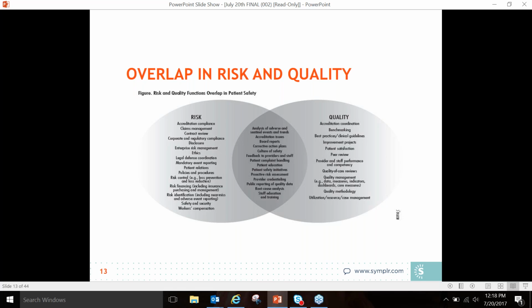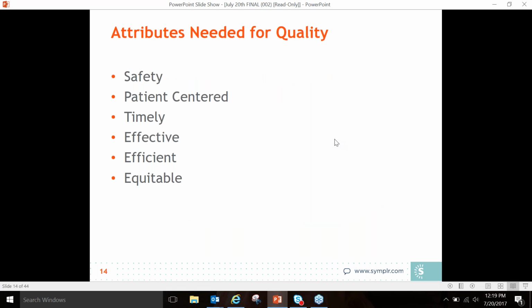Then the two sort of intertwine here in the middle. Both can be responsible for these things you see in this dark gray middle area here. So they have to work together. We need to have an analysis of adverse and sentinel events and trends. We need accreditation issues, board reports, corrective action plans, our culture of safety, feedback, patient education, patient safety initiatives, and so on. So these areas in the middle are the areas that we need to be able to coordinate between risk and quality for patient safety as well. So again, the overlap, the need, so to speak, for us to be able to coordinate efforts and report across the system. So I just wanted to start there with you because I wanted to point out how important it is to recognize how these things originated and why we have to currently do this process and want to do this process most of the time.